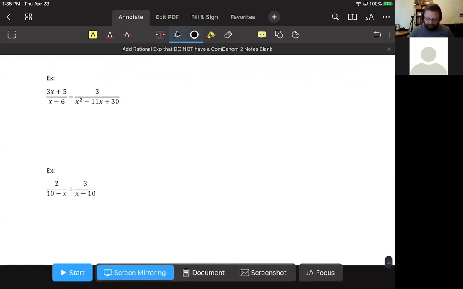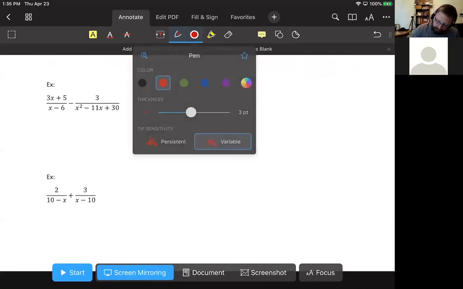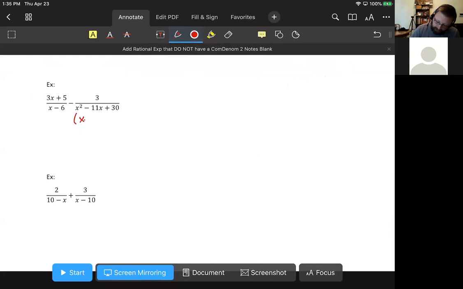Here's the next example. There's two left that we're going to do. So once again, we've got ourselves a trinomial here, which we need to recognize as being factorable. It factors into x minus 6 times x minus 5. So that means our common denominator is x minus 6 times x minus 5. And our first fraction is missing that x minus 5. So we need to multiply the bottom and the top of the first fraction by x minus 5.